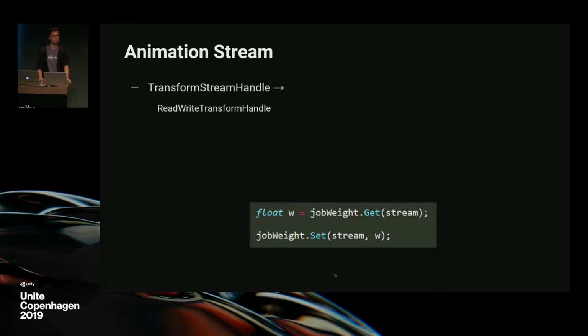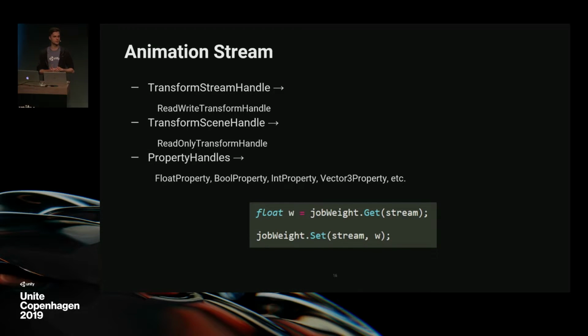Inside the animation rigging framework, we provide additional wrappers around these stream handles. So instead of a transform stream handle, we have a read-write transform handle. Likewise, we have a read-only transform handle. But in order to create properties in there, such as weight, we also support your primitive types inside the stream. And also we have the normal vector variations you're used to, and quaternions. Using this, you can extract and put data into the stream. There's only a bit more code you need to access the data. You cannot access the data directly.